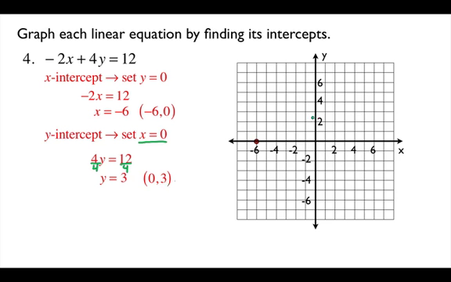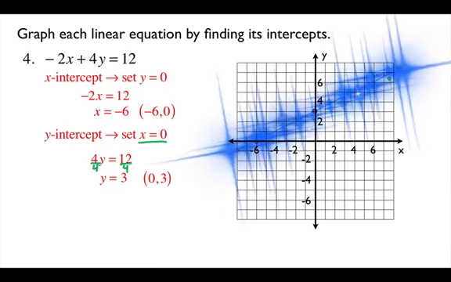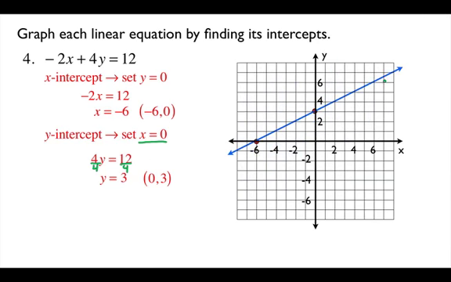I graph the point. It's right here. So this is where the graph crosses the y-axis. Once I have those 2 points, I can connect them with the straight line, and I'm done with number 4.